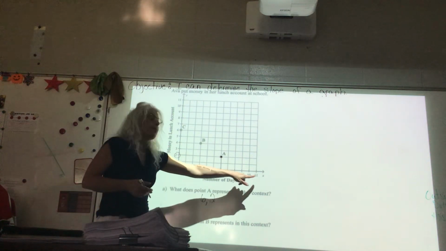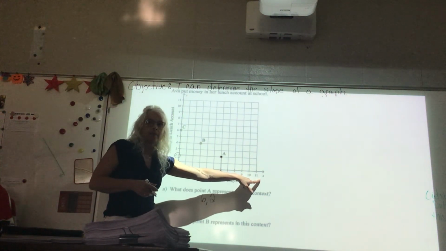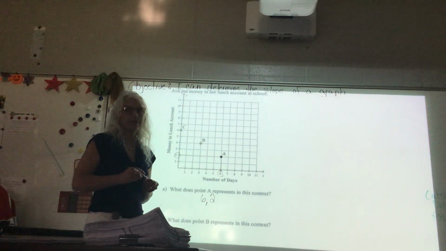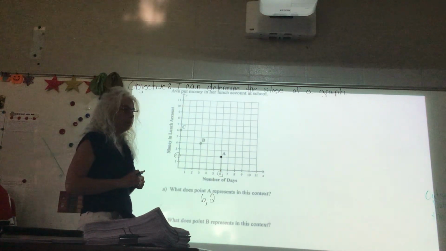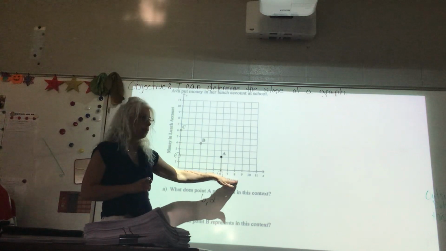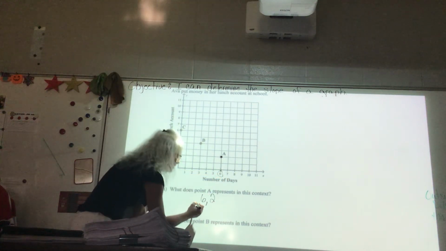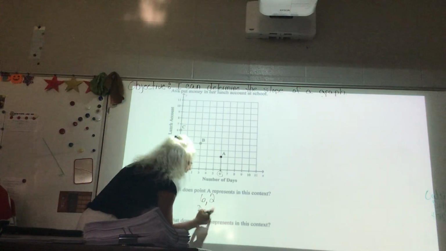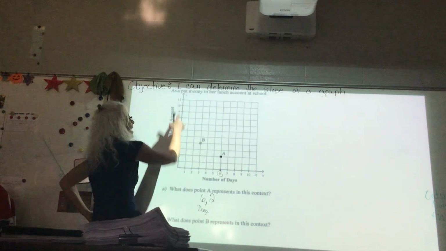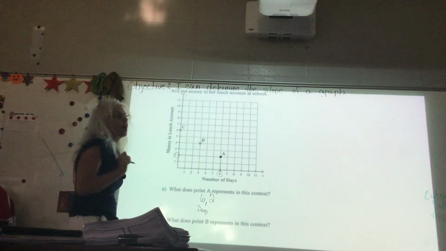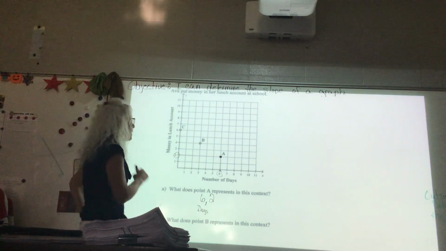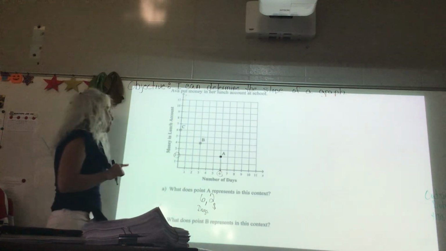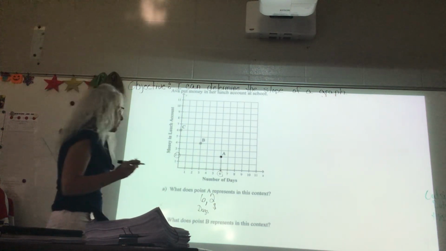The 6 comes from the x-axis, correct? So what label is on the x-axis? Number of days. So this is days. And then 2 comes from the y-axis, and what label is on the y-axis? Money in lunch account. So I'm gonna just put a dollar sign. So it says, what does point A represent in this context?